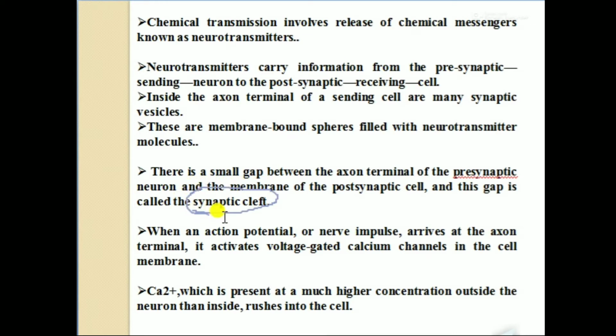When an action potential or nerve impulse arrives at the axon terminal, what will happen then? It activates the voltage gated channels. That causes the influx of sodium ions as well as the influx of calcium ions. Make it very clear, the calcium ion also influxes. This calcium ion helps in several processes. I will discuss it later.